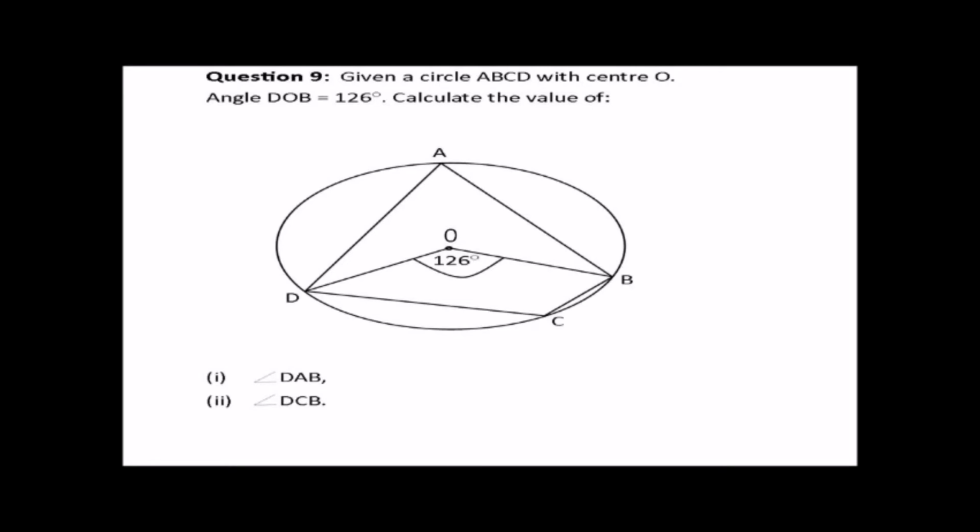Question 9. Given a circle ABCD with center O, angle DOB is 126 degrees. Calculate the value of angle DAB and angle DCB. Go ahead, get it done. Cyclic quadrilateral.